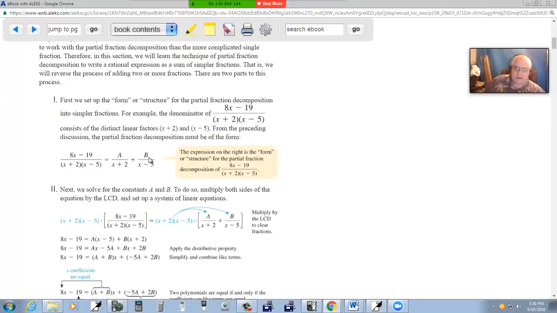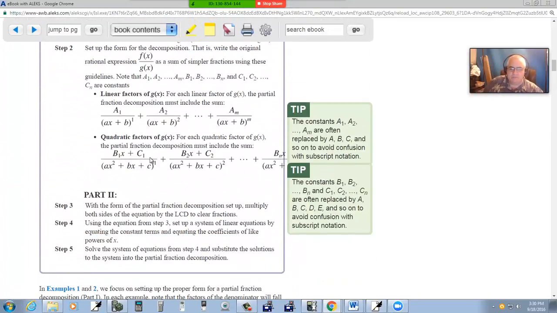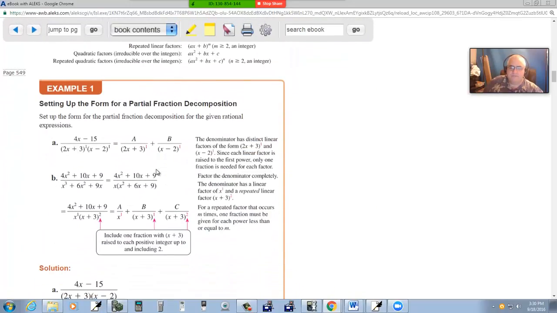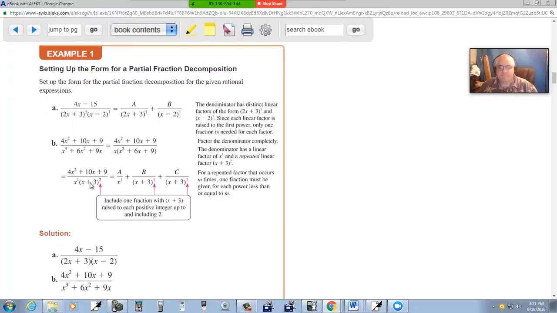Now on the other hand, let me see some more examples here. Notice here we got 2x plus 3 and x minus 2. They're both linear, they're different. So we just do A over one and B over the other. But down here, we have an x, the first power, and then we have x plus 3 squared. Now the x just has an A over it. Now the first x plus 3 has a B over it, and then the second x plus 3 squared has a C over it. So if you have multiple powers, like second power, third power, starting with your first power, you have to have one for each one.